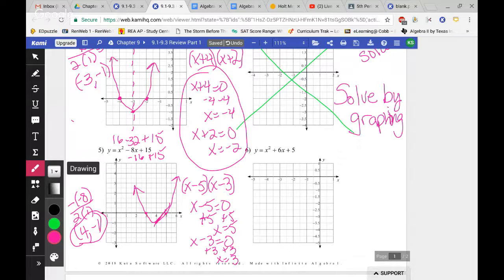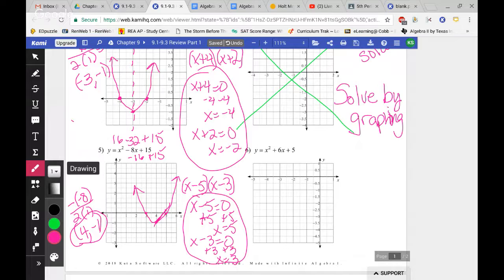But basically for this, if I was solving by graphing, the most important thing is this part over here. Okay? That's the most important part. That's what I'm looking for when I say solve by graphing.